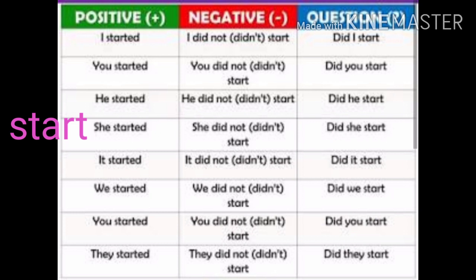For changing the positive sentence to negative, first we want to write the subject, that is I. And after that, you want to write didn't. And then we want to write the V1 form of the verb, that is start. So the sentence is I didn't start. For question form, first we want to write did, and after that the subject and then the V1 form of the verb. Here the sentence is did I start.